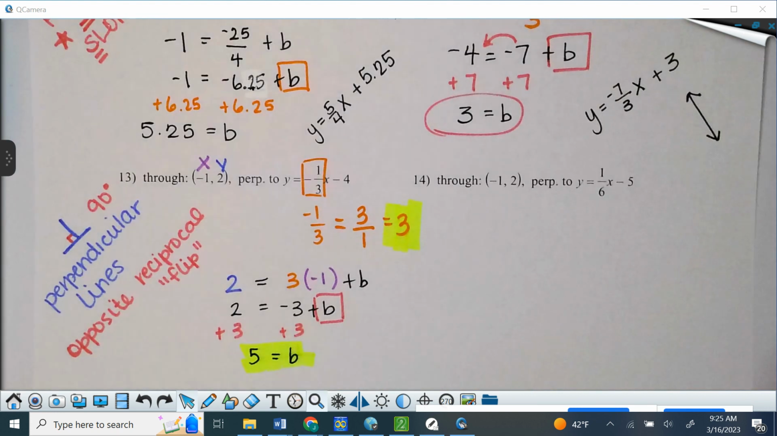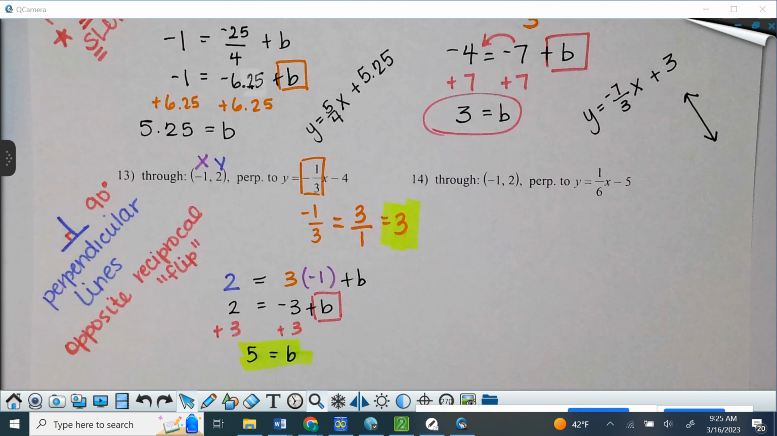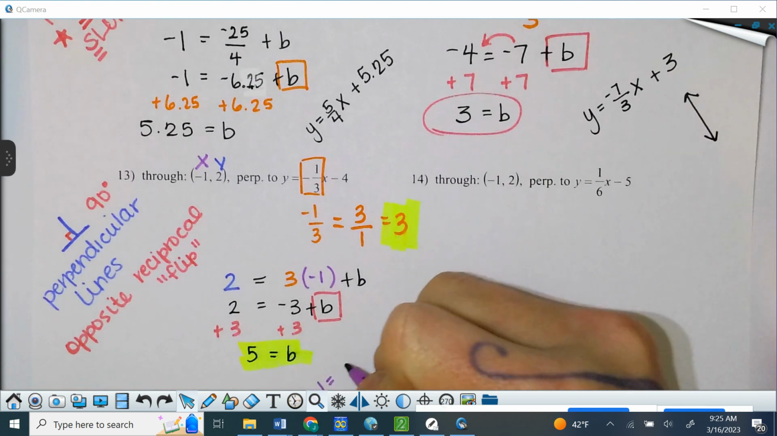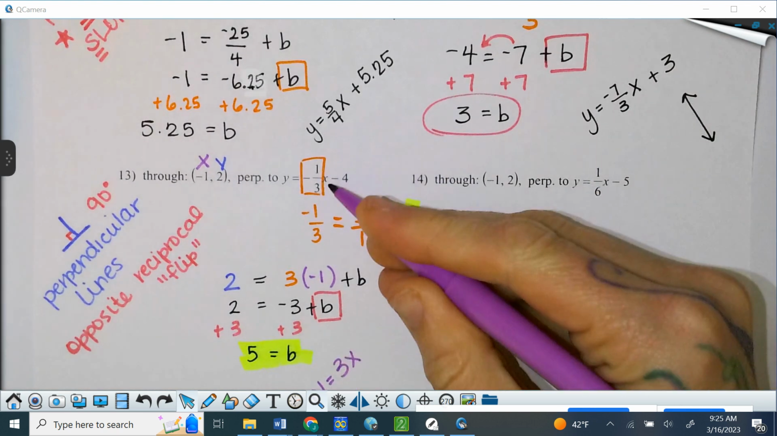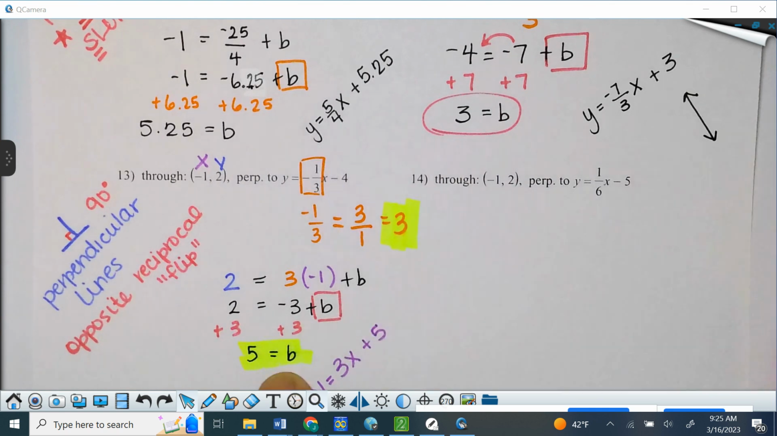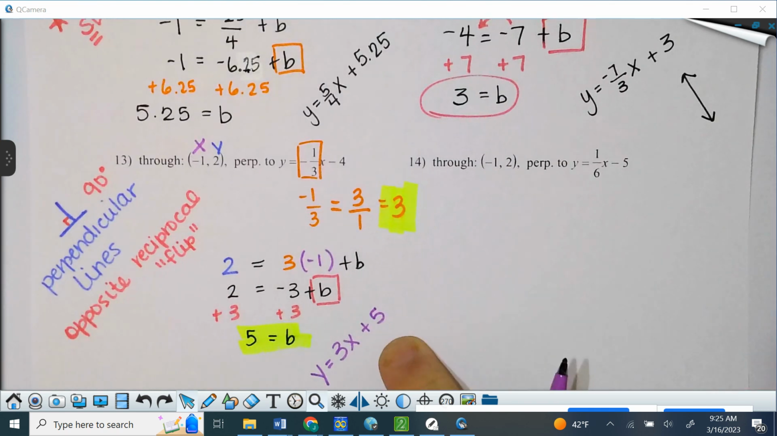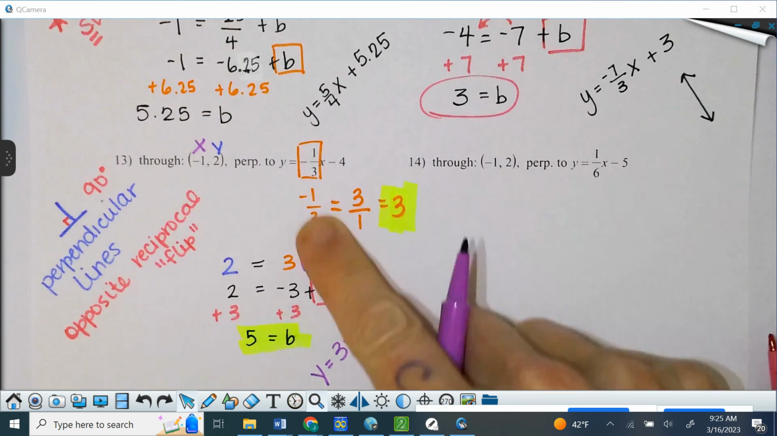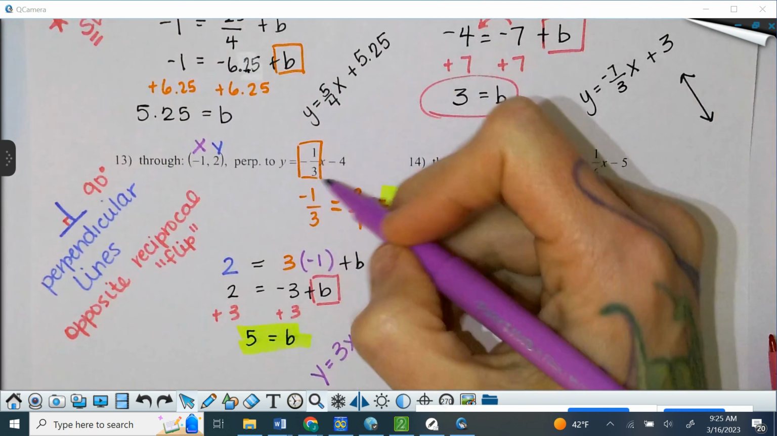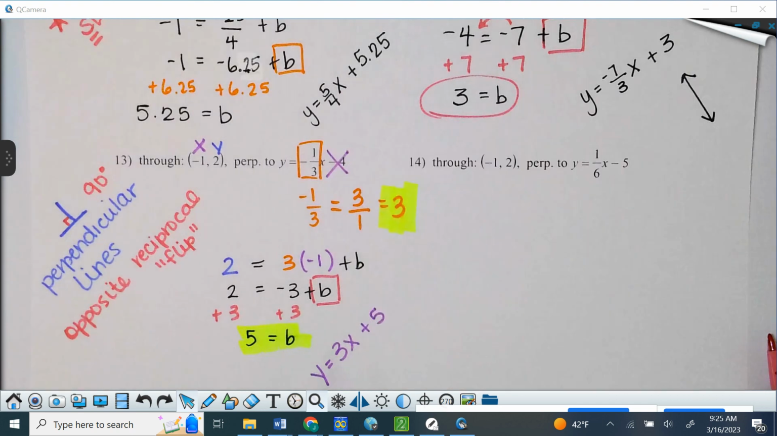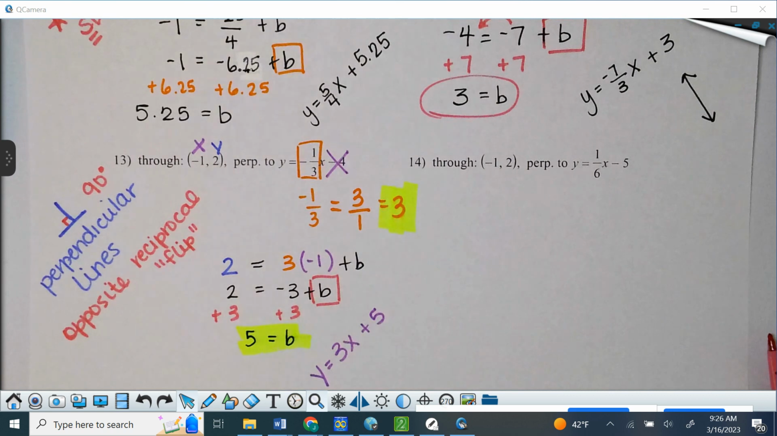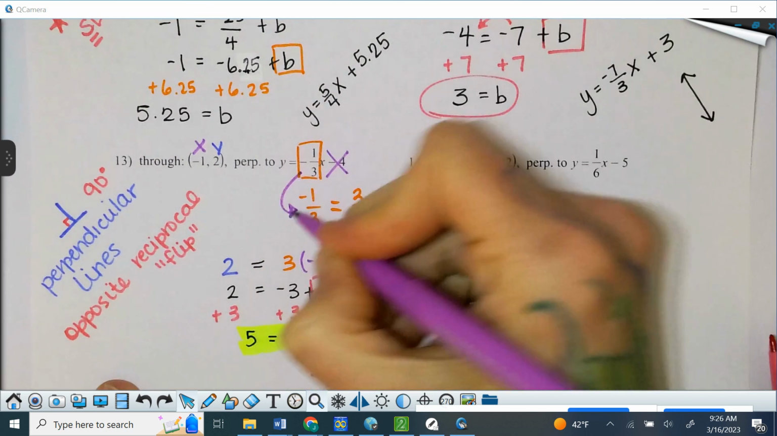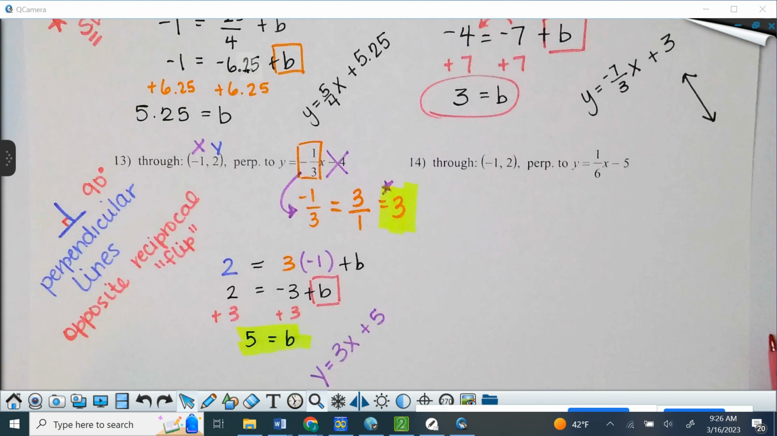Now we have to write the equation perpendicular to y equals negative 1/3 x minus 4. y equals positive 3x because it's the opposite reciprocal, plus 5 because that's the new y-intercept. And y equals 3x plus 5 is perpendicular to y equals negative 1/3 x minus 4. But again, pay attention to that negative 4. We didn't use it for anything. We didn't use the x. We didn't use the y. We took the slope out, we flipped it and made it opposite, and then we used the opposite reciprocal because this is perpendicular.